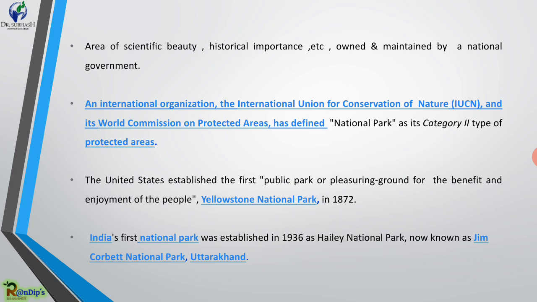The United States established the first public park, pleasure ground for the benefit and enjoyment of the people, Yellowstone National Park, in 1872. In India, the first national park was established in 1936 as Hailey National Park, now known as Jim Corbett National Park, Uttarakhand.